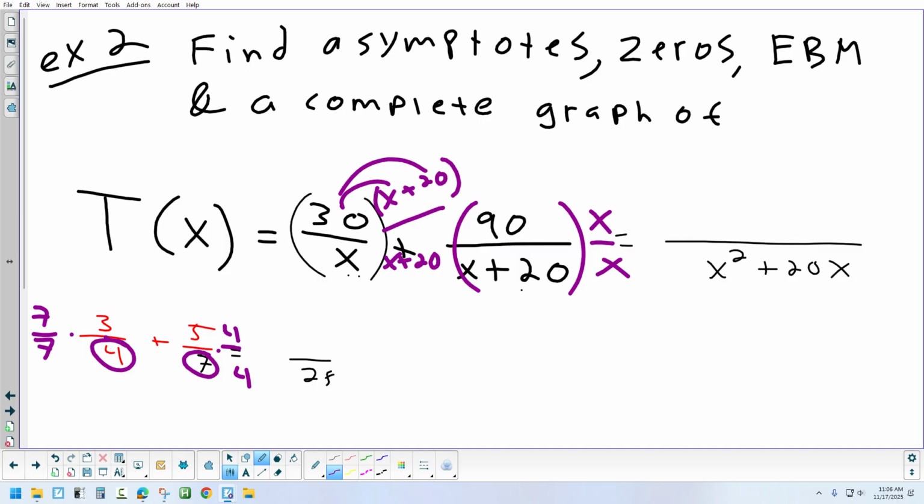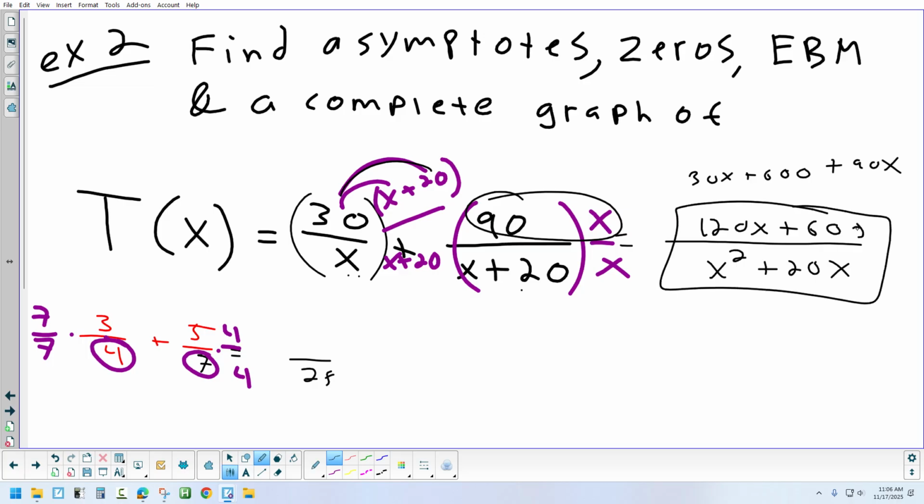What's 30 times x plus 20? 30x plus 600, plus, what's 90 times x? 90x. And when you combine your like terms, what's 30x and 90x? 120x. So there's a version of the equation we came up with originally, but this time it's got common denominators.